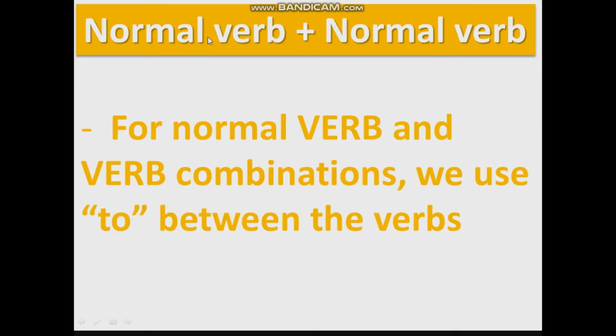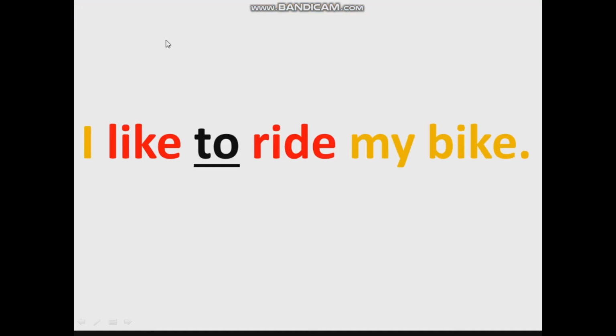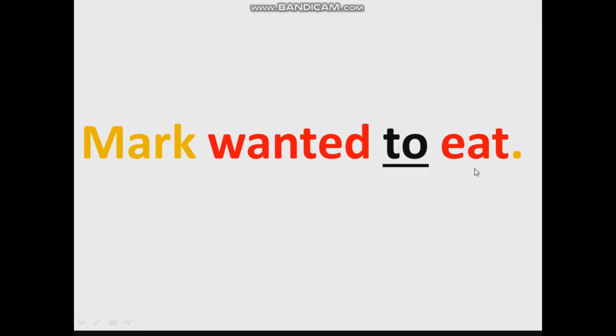Okay, now for normal verb and normal verb combinations, we use to between the verbs. For example, I like to ride my bike. Like is a verb, ride is a verb. We use to separate the verbs. Mark wanted to eat. Wanted is a normal verb, eat is a normal verb. We use to separate the verbs.